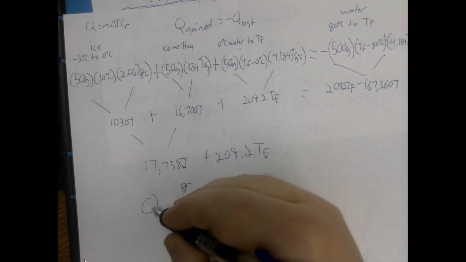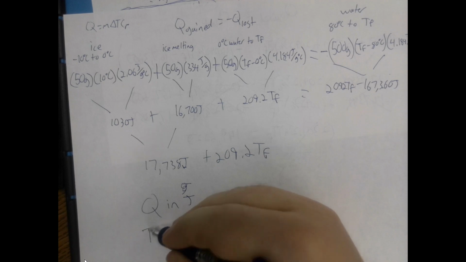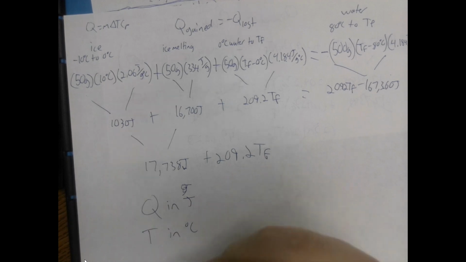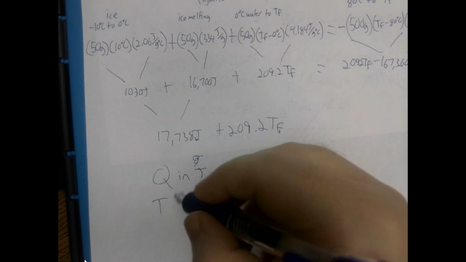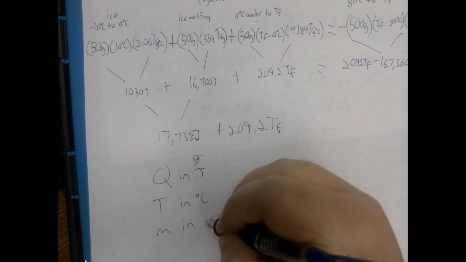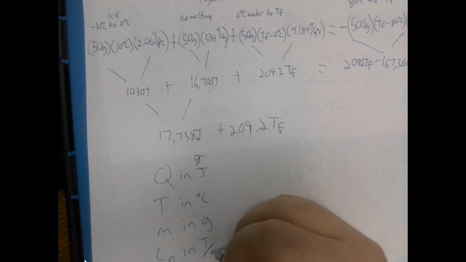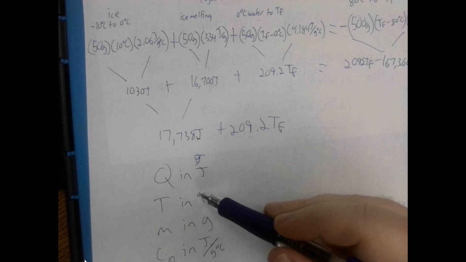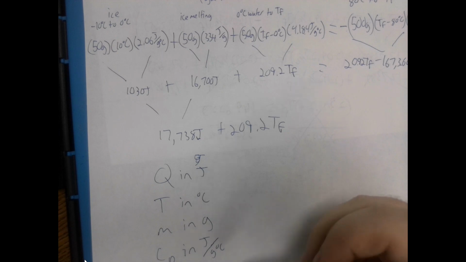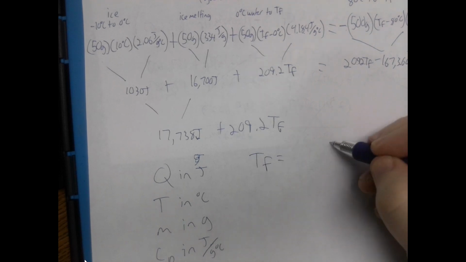Just know that Q is in joules. Temperature is going to be in degrees Celsius. That's really all you need to know. Just know that and your mass is in grams. And your CP is in joules per gram degrees Celsius. If your heat is in joules, your mass is in grams, and your temperature is in degrees Celsius, you know when you solve for TF, TF is going to be in degrees Celsius.